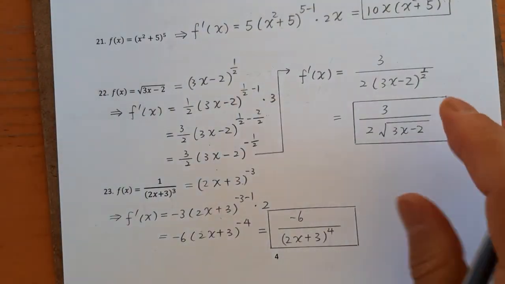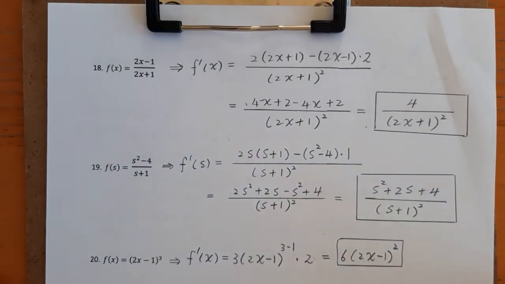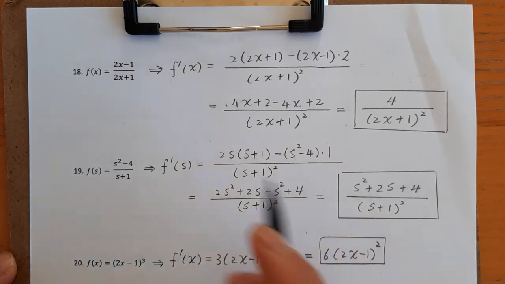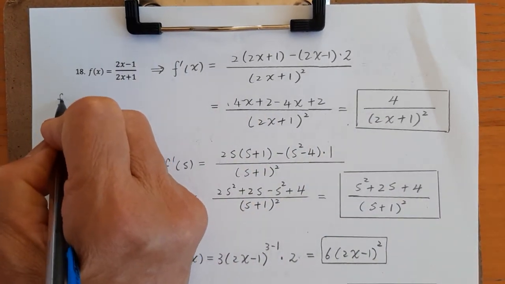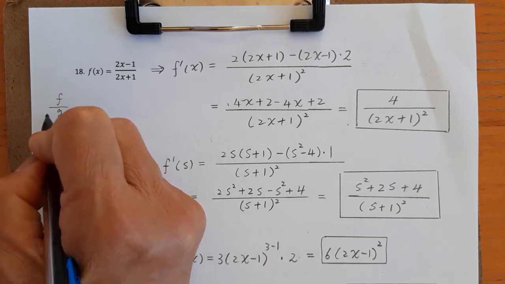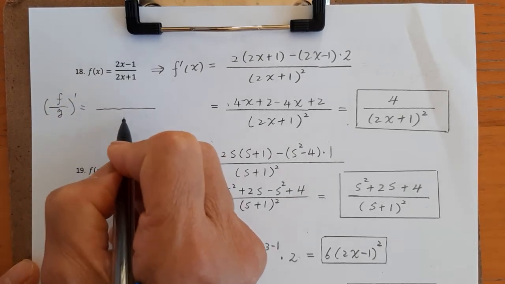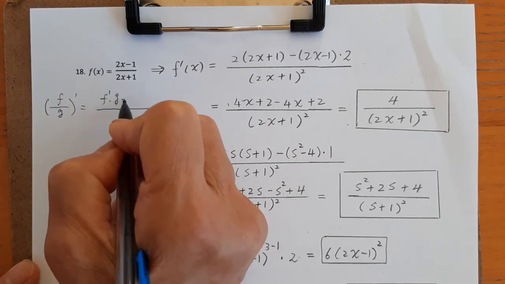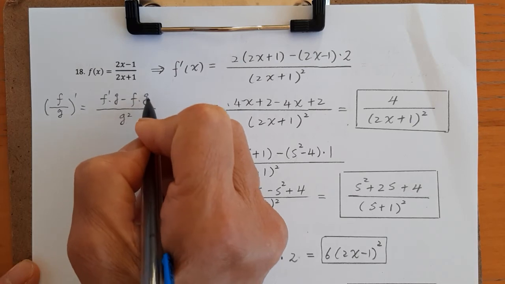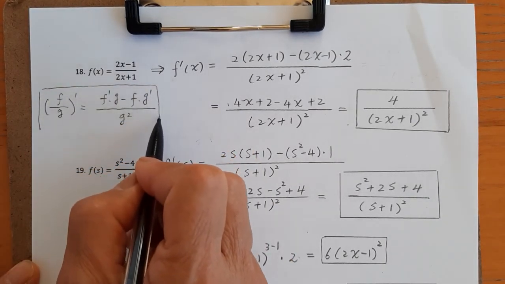Then next one, question 18. Use the quotient rule. And what is the quotient rule? It's the first function f over g. Take derivative is equal to f prime times g minus f times g prime, over g squared. This is the quotient rule.